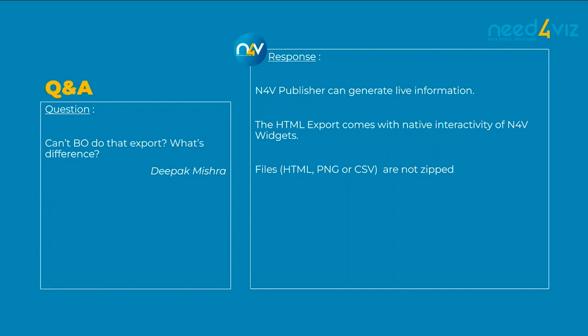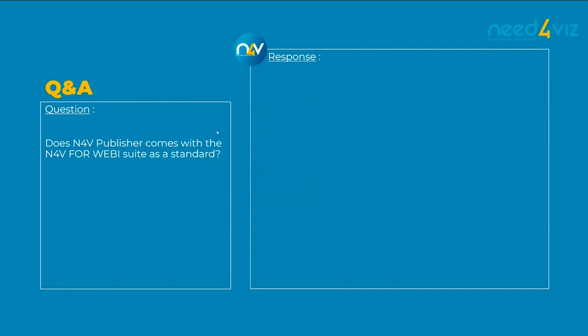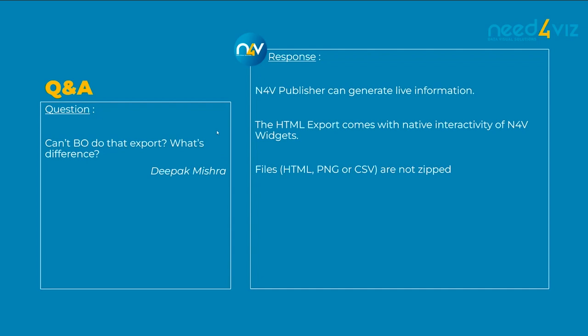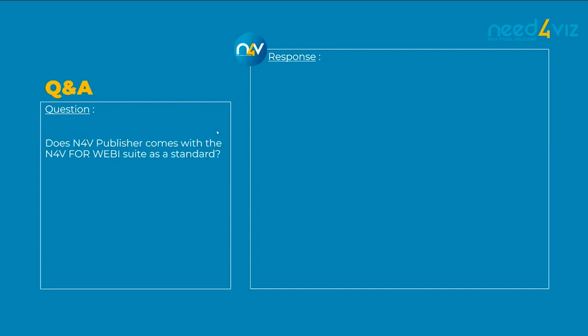Fantastic. Dallas, another question. Can't Business Objects do that export? What's the difference? Oh, sorry, that was our other question. Yes, there we go. Does N4V Publisher come with the N4V for Webby suite as a standard?